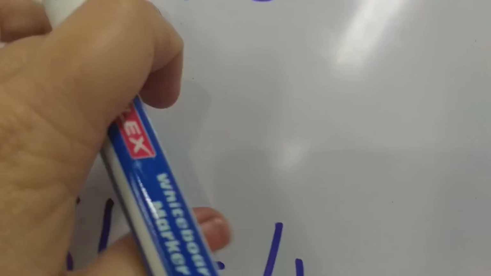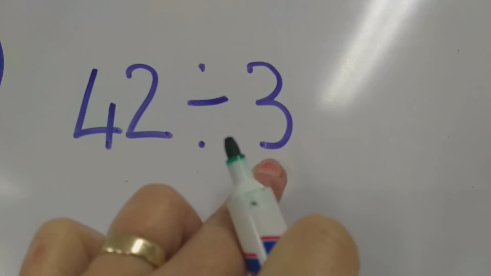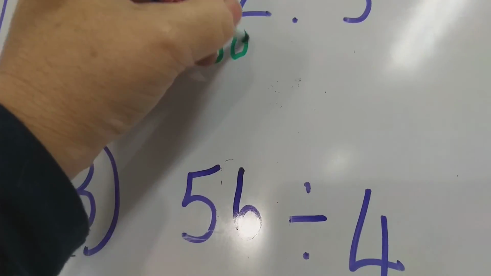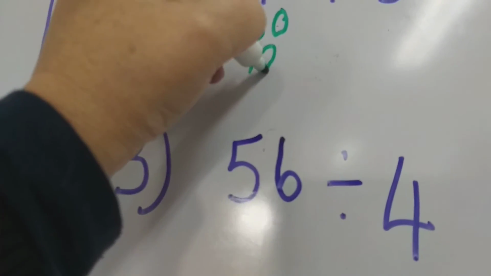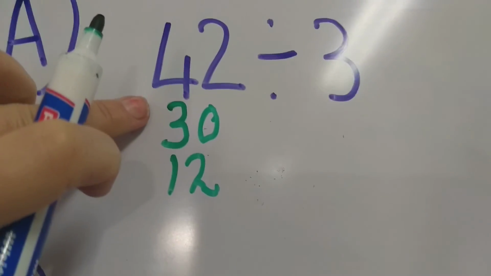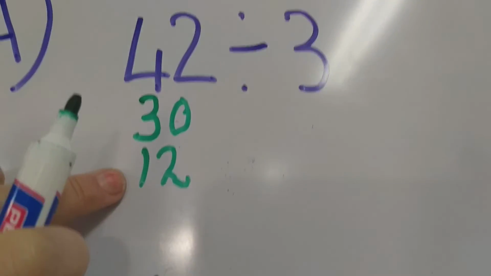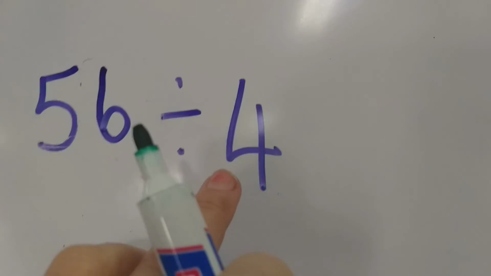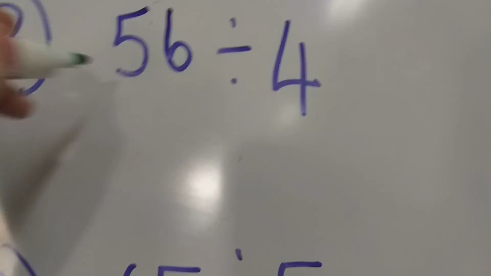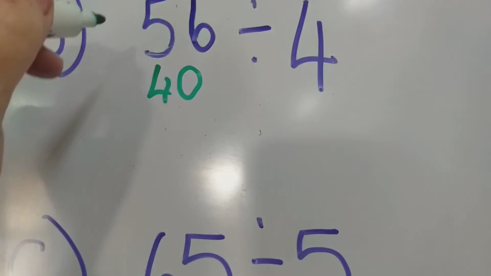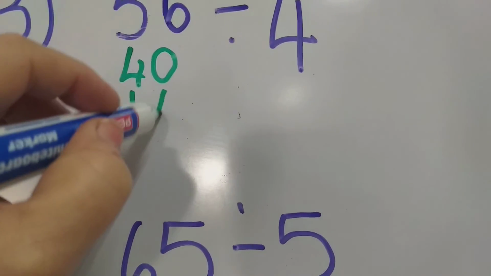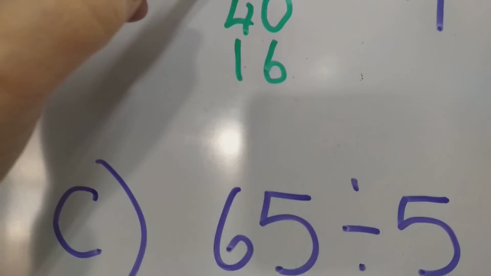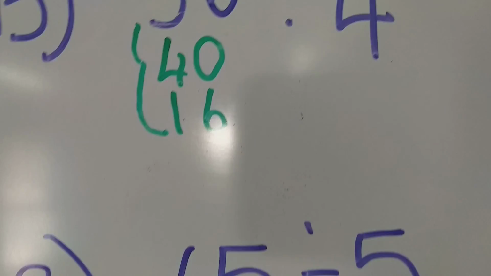Here we got 42 divided by 3. Let's do our little trick. 3 times 10 is 30. What do we have left? We got 12. So that's how you're going to break 42 down into 30 and 12. 56 divided by 4. Let's do our little trick. 4 times 10 is 40. What do we have left? We have 16. So that's how we're going to break 56 down into 40 and 16.